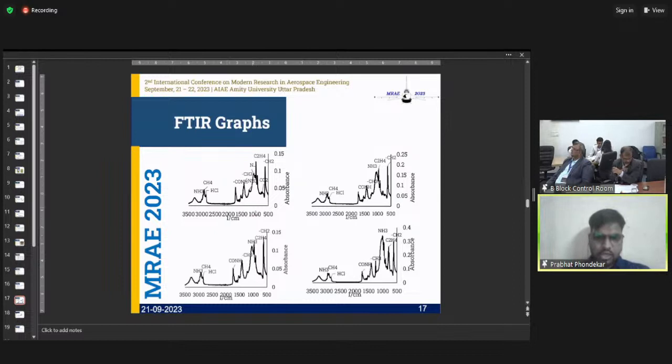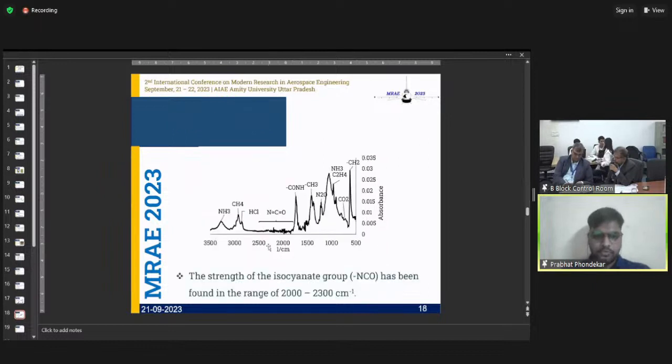You can clearly see all the graphs are nearly the same. The peaks are slightly increasing or decreasing as per the strain, but you can clearly see these are the functional groups present inside the propellant sample. But coming to sample number five, the additional functional group is involved in it. You can clearly see the additional functional group.